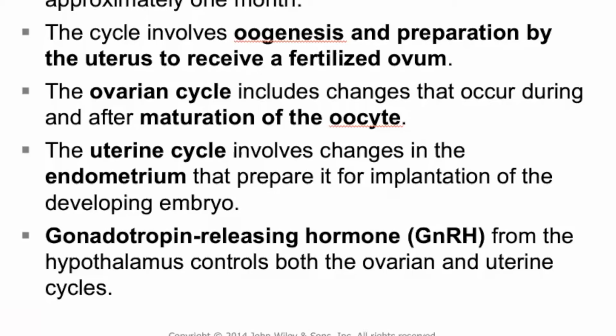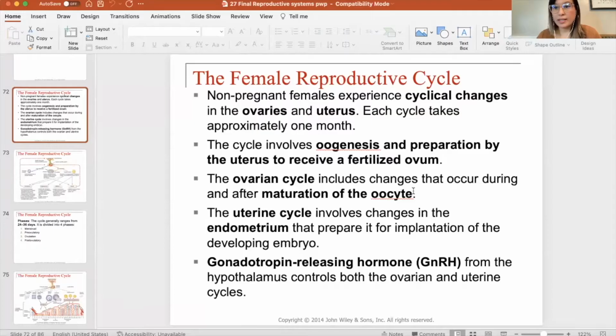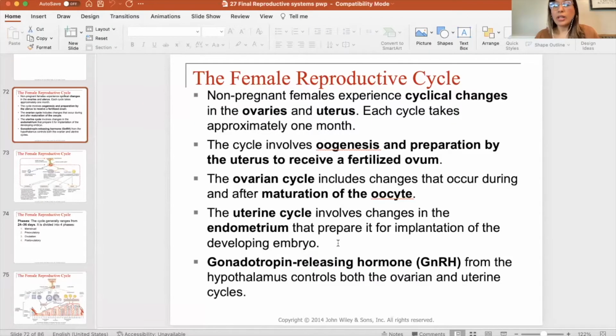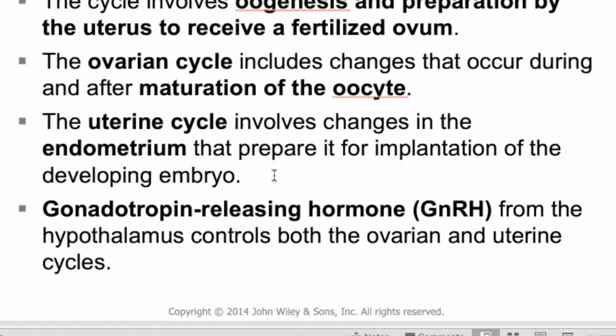However, continuing with this information, the cycle involves oogenesis and preparation by the uterus to receive the fertilized ovum. The ovarian cycle also includes changes that occur during and after maturation of the oocyte. Oocyte is the same as the egg, remember that. The uterine cycle involves changes in the endometrium, which is the inner lining of the uterus, that prepare it for implantation of the developing embryo. And gonadotropin releasing hormone, or GnRH for short, from the hypothalamus controls both the ovarian and uterine cycles.